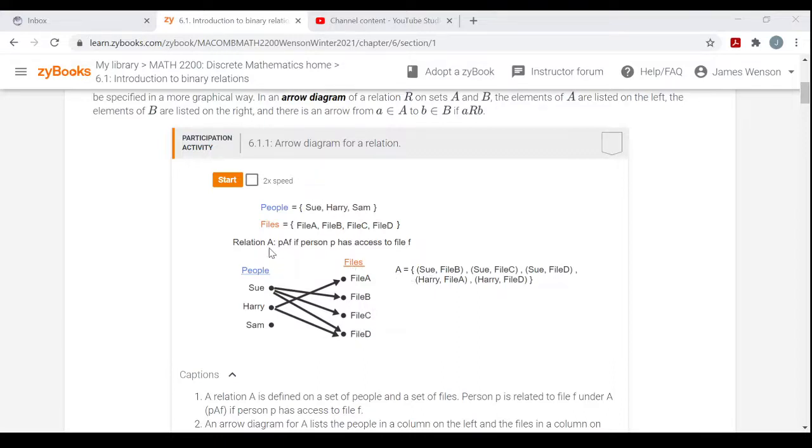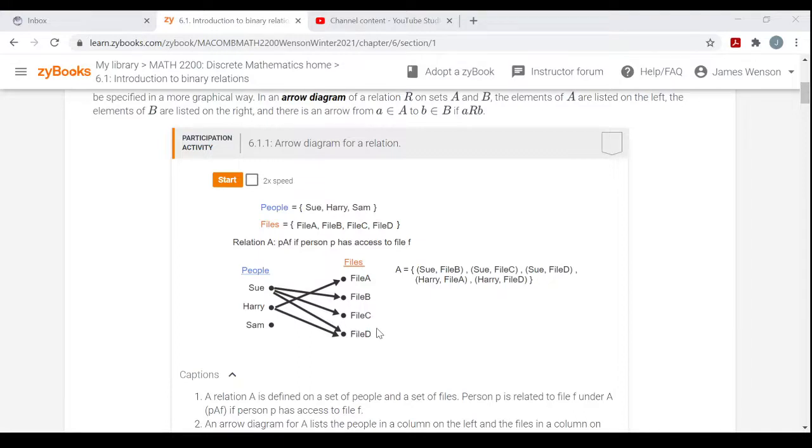So this relation A is a set of ordered pairs: Sue, comma, file B; Sue, comma, file C; Sue, comma, file D. Right? Because I got arrows, those relationships. Harry has access to file A. Harry also has access to file D. So in the set of ordered pairs, you have Harry, comma, file A; Harry, comma, file D. And Sam doesn't have access to any of the files. So notice there are no ordered pairs with Sam in the first coordinate. And this is perfectly valid. This is a totally valid relation.